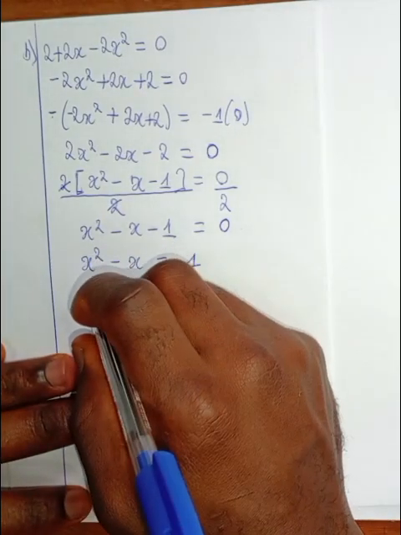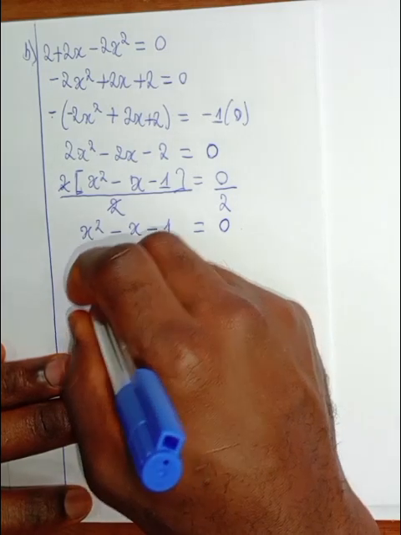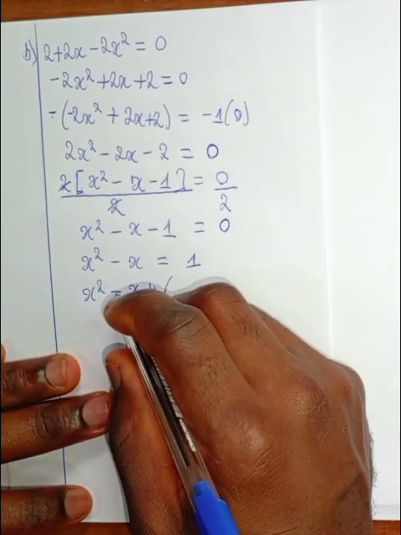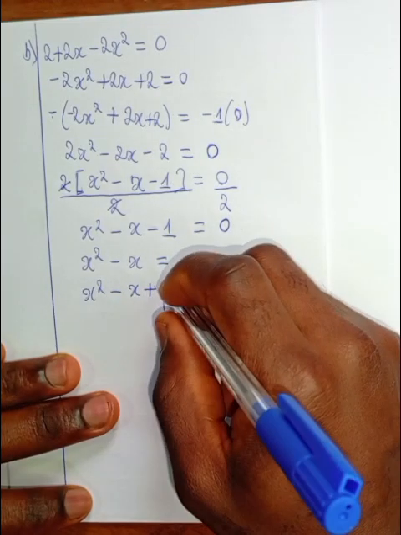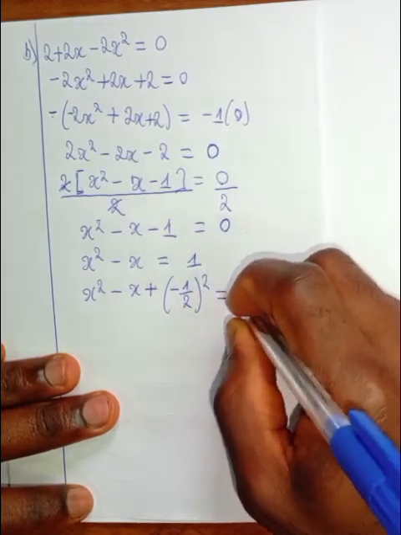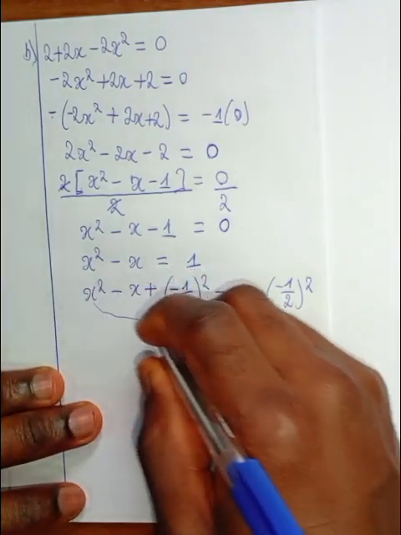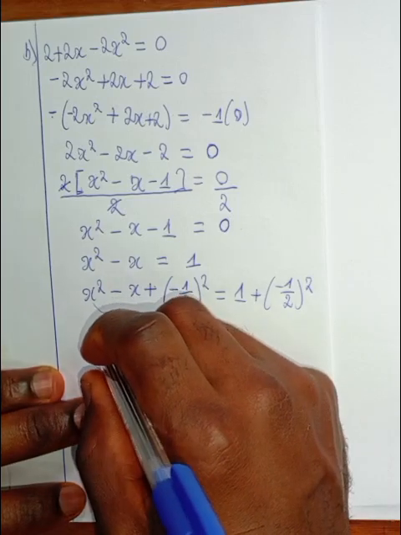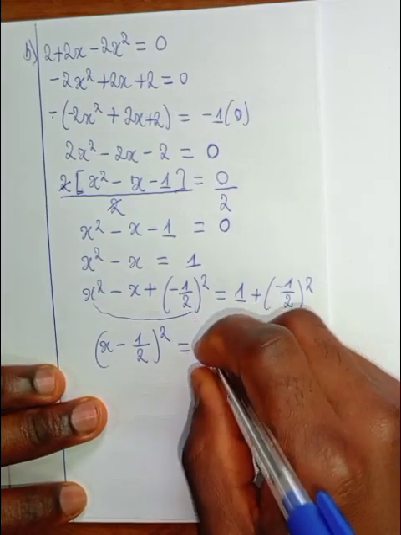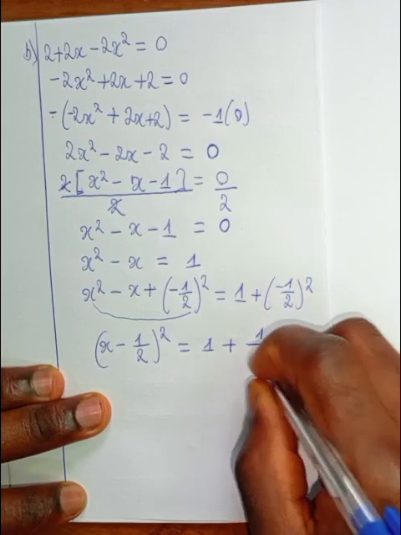Next step, we are going to add half the coefficient of x, all squared, at the left hand side and at the right hand side. This will give us x squared minus x plus, here the coefficient of x is negative 1. Half of negative 1 gives us negative a half, and we square it. This will be equal to 1 plus negative a half squared. This is a perfect square, and the factorization is simply x minus a half, all squared, is equal to 1 plus negative 1 squared, which gives us 1, all over 2 squared, which gives us 4.